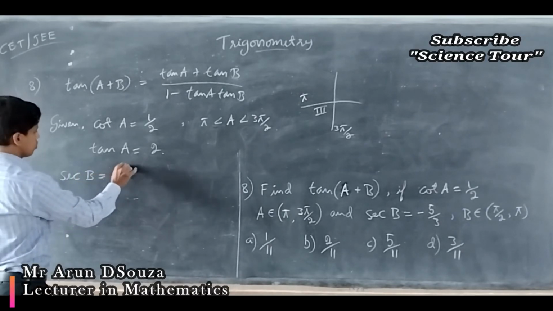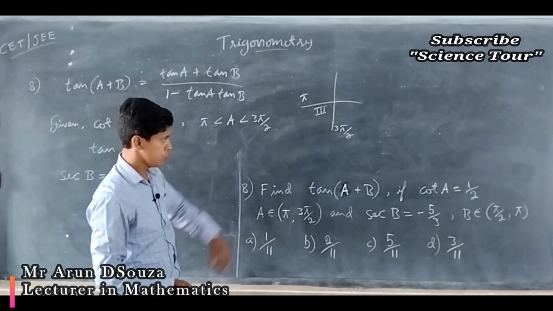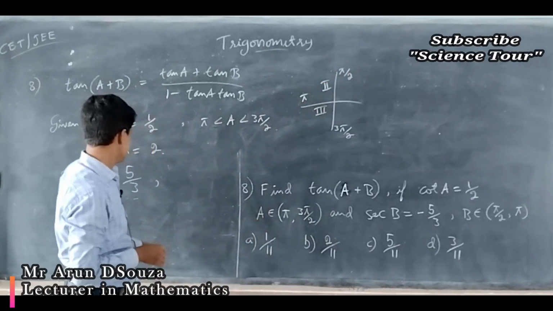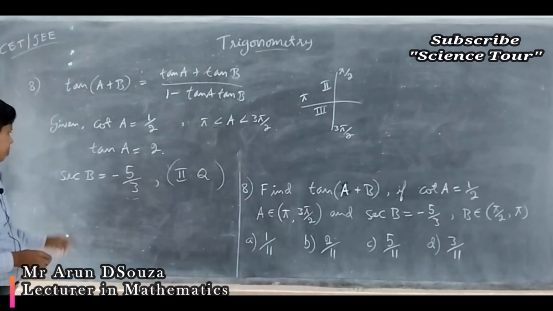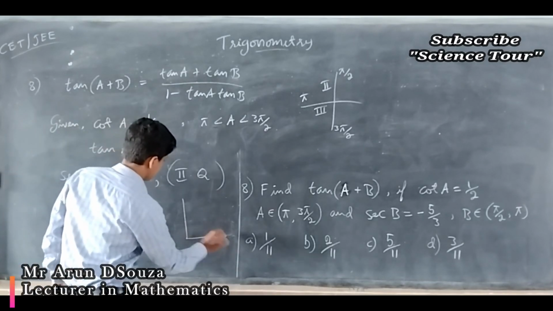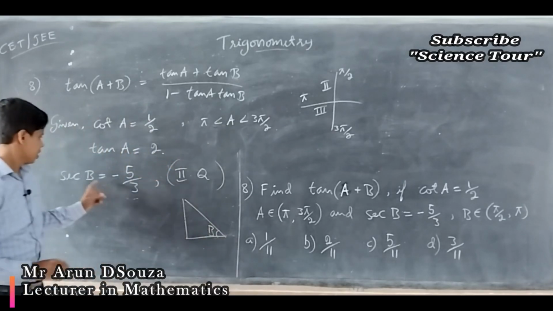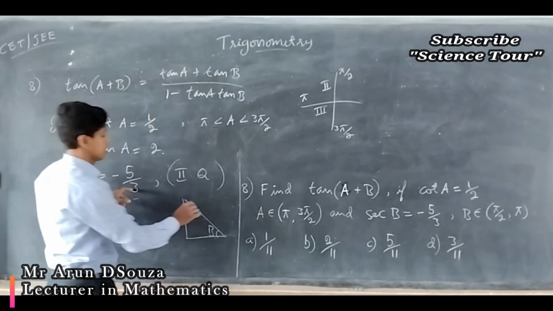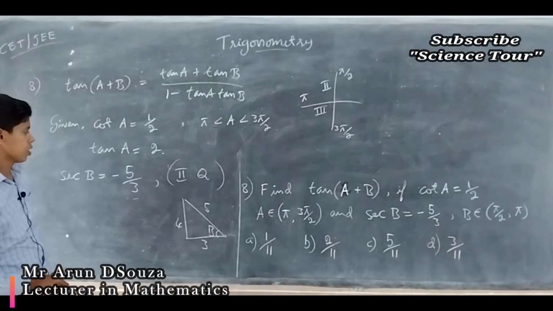Secant B is equal to minus 5 by 3, and which quadrant does it lie in? Pi by 2 to pi. So pi by 2 to pi is the second quadrant. I'll just write second quadrant here. Okay. Now I need tan. So I'll use the triangle method and not the formula method. We can use the formula method also. Well, now what is cos? Cos is adjacent by hypotenuse. So this is hypotenuse by adjacent. Obviously opposite will be 4, because 3, 4, 5 are the Pythagorean triplets.